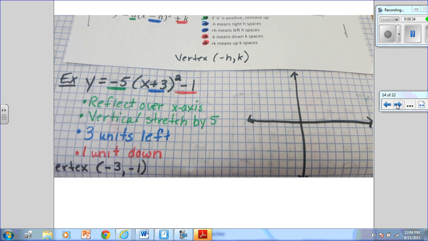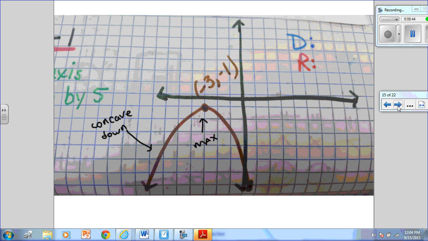Okay, so I went ahead and drew a graph right next to it, just so we can plot, or sketch our graph, I should say, this graph right here. Okay, we're going to start with the vertex. Go ahead and copy this stuff down.